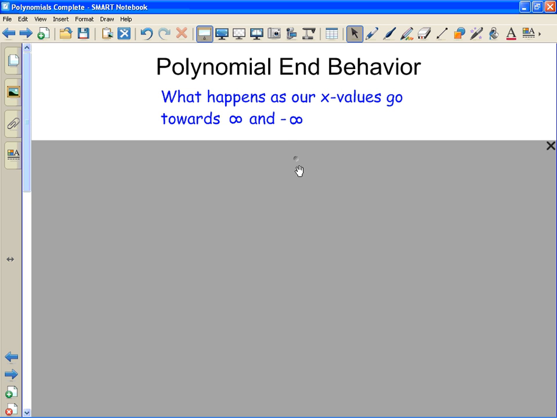So first we're talking about end behavior. End behavior is what happens as our x values go towards positive infinity and towards negative infinity. So, on my coordinate system here, as I put in really big numbers for x, that's what end behavior is. As I put in very large positive numbers, I want to know, is my graph gonna shoot up? Is it gonna level out? Is it gonna shoot down? As I put in very big negative numbers, is it gonna shoot up, level out, or shoot down?